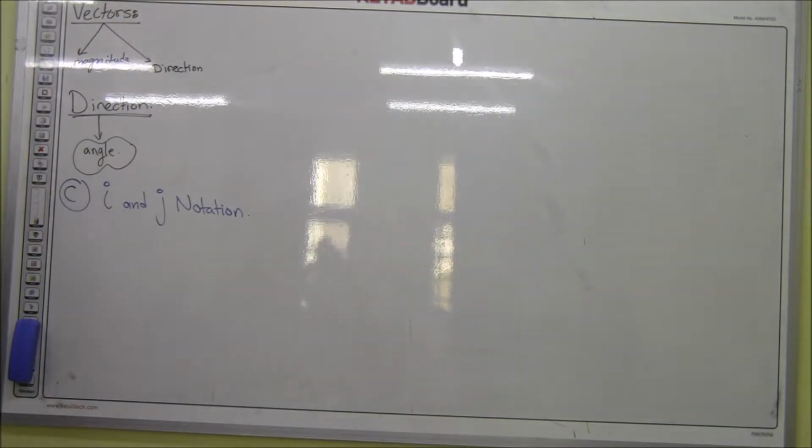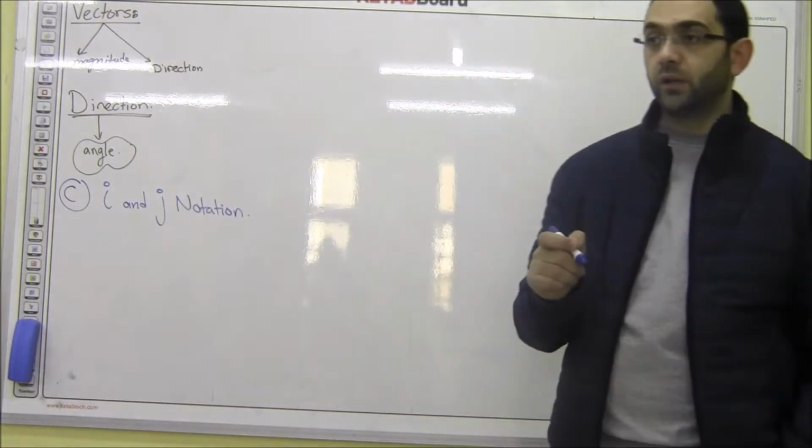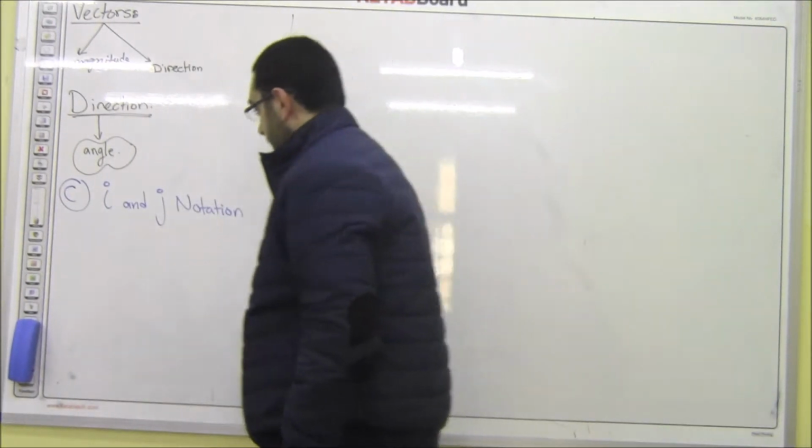Okay, guys. Now the third way, which is also important and essential for this chapter, is what is called I and J notation. We will describe the vector in terms of I and J. What is meant by I and J? Pay attention.